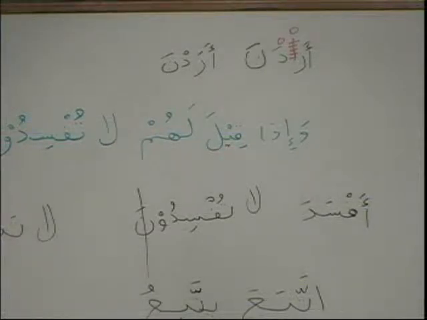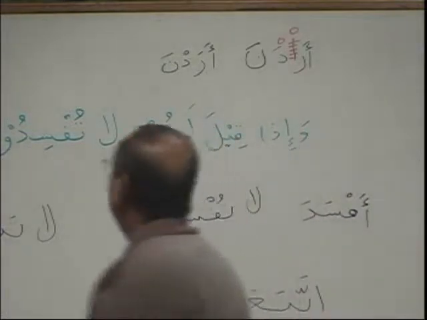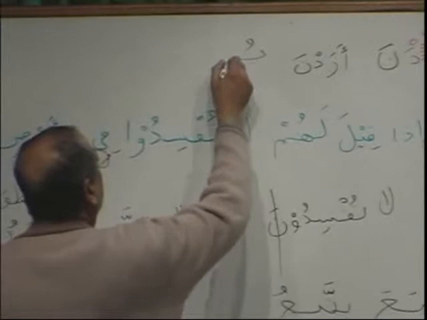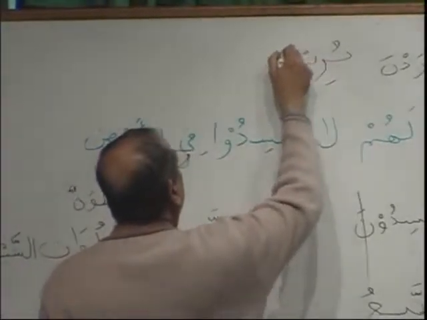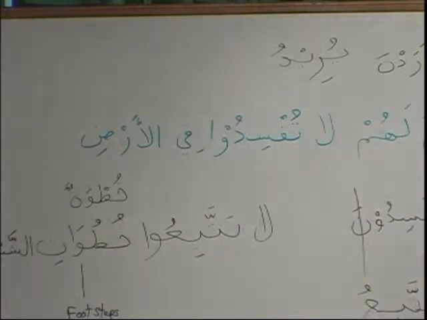Now we come to mudari'. There are four letters. So the alamatu mudariya will get a dhamma. What will it get, brothers and sisters? Dhamma. U, ri, du. Okay? Ready? Yuridu, yuridani, yuriduna, turidu, turidani, yuridna. Now you know why yuridna.